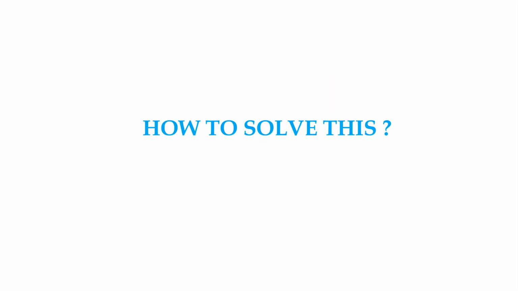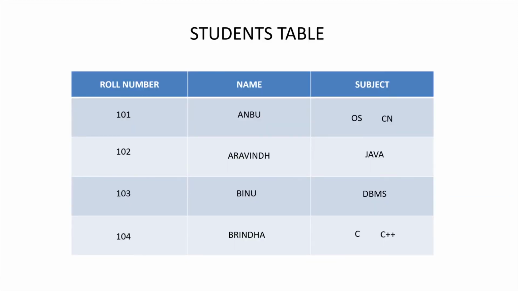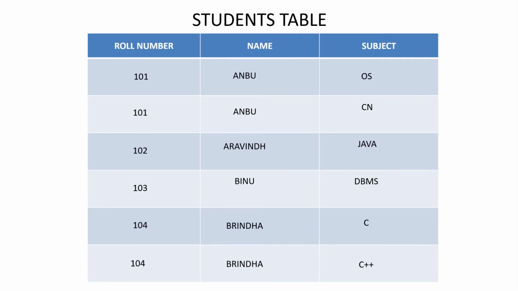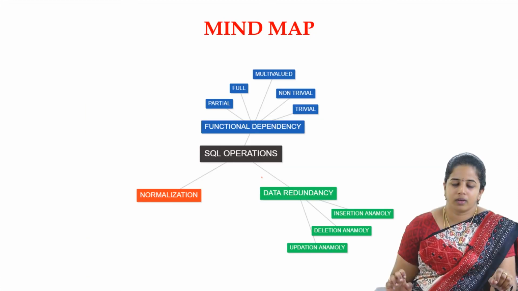Now how to solve this? The solution is to split the values in the records, and then the table looks like this. For each entry, the subject name is stored in a separate row. So this is how the first normal form is achieved in a relation.